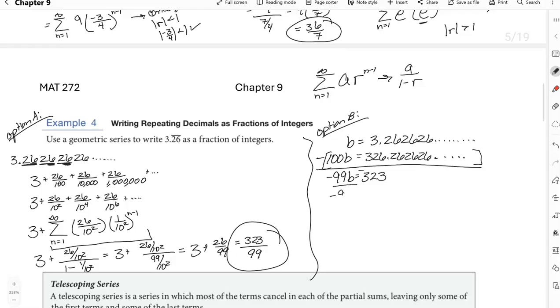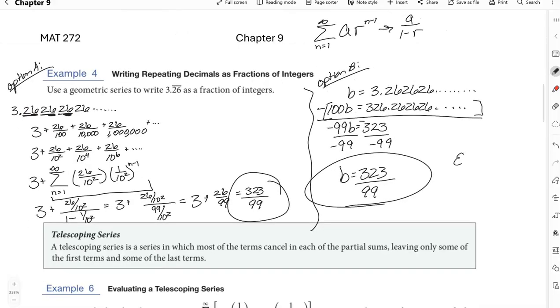And then if I divide everything by that negative 99, then b is going to be 323 divided by 99. So both ways will give you the same answer. I think writing it as a geometric series is a lot more work, so I like option B.